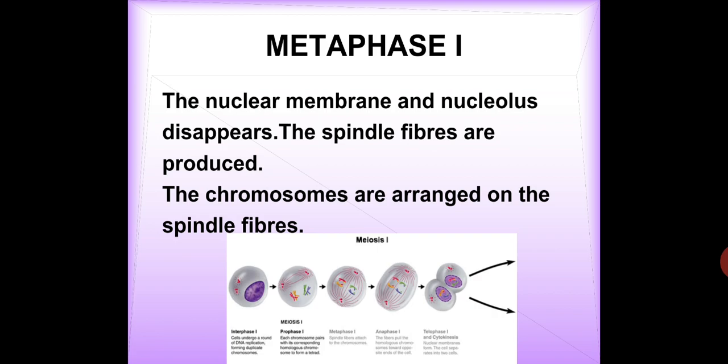Metaphase 1: the nuclear membrane and nucleolus disappear. The spindle fibers are produced. Chromosomes are arranged on the spindle fibers. Point to remember, chromosomes are arranged on the spindle fibers. Below you can see different stages of meiosis 1.